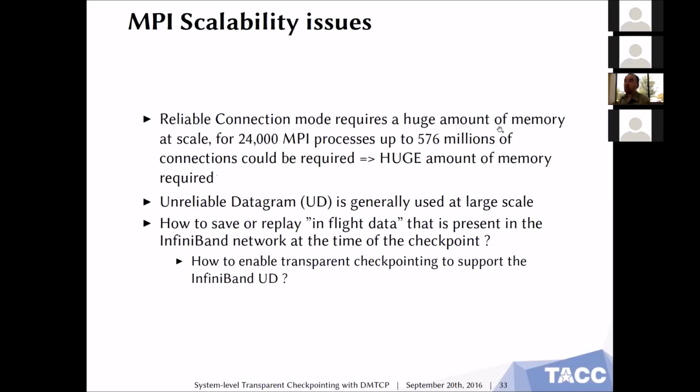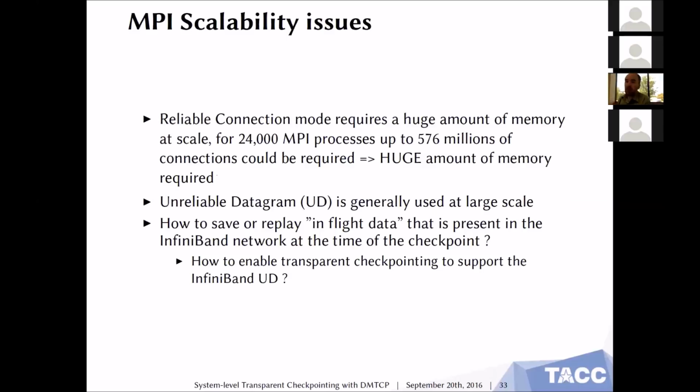So one of the solutions, because there is a new one now called DC, provided by InfiniBand, was to use unreliable datagrams. Globally, you don't need to establish these connections. Everything is done on demand, and it's what is used at large scale by MPI libraries.